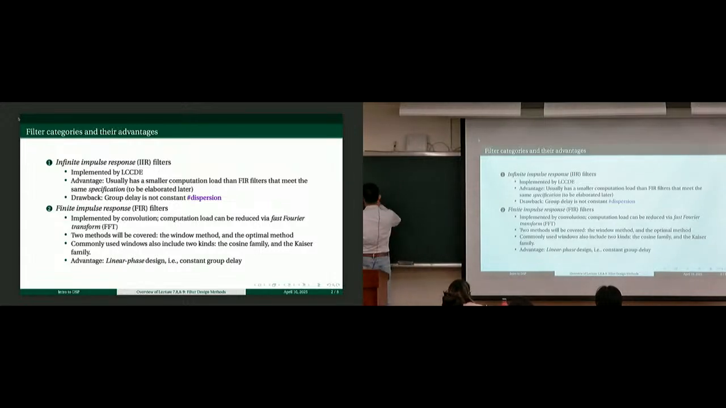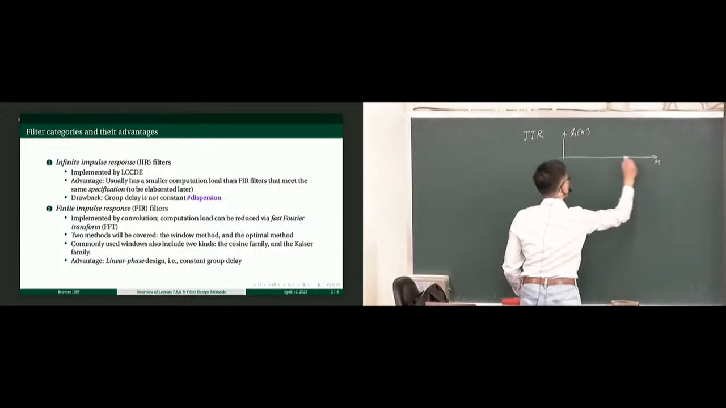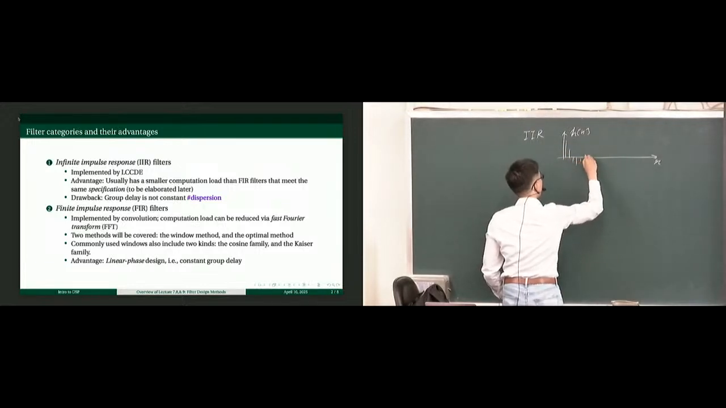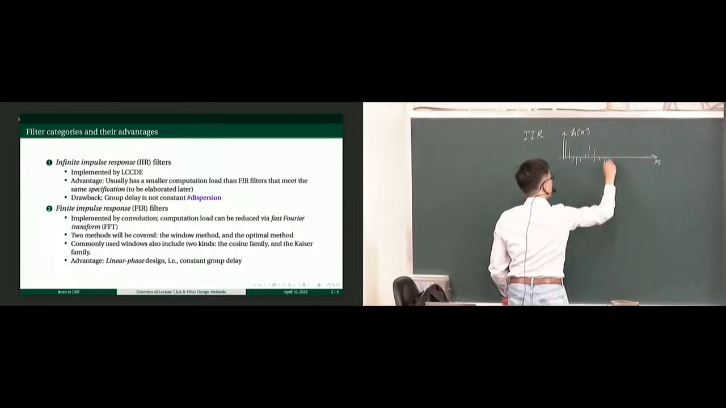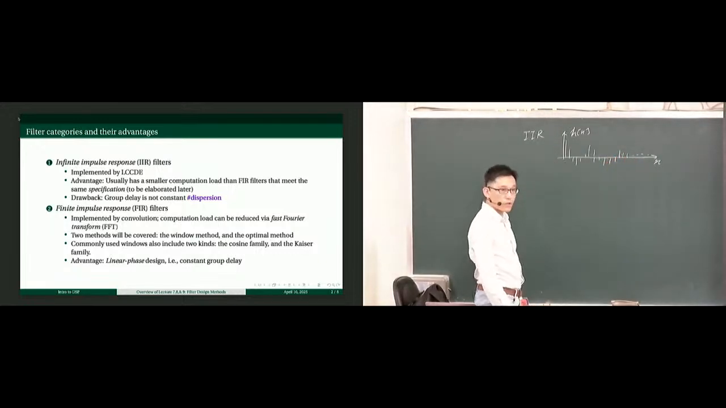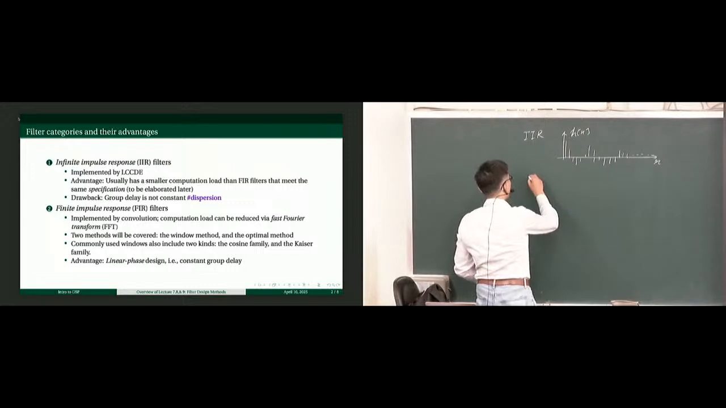So IIR means if you plot h of n as a function of n, it can last forever. It may converge to zero, and it needs to converge to zero for stability, but it never really stops. The response can last forever. So that's infinite impulse response.